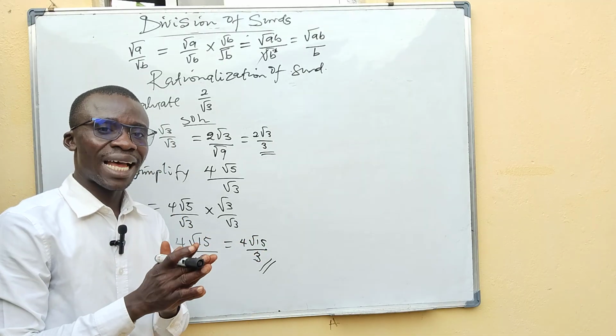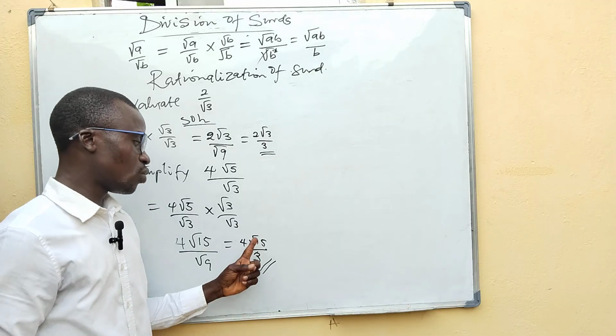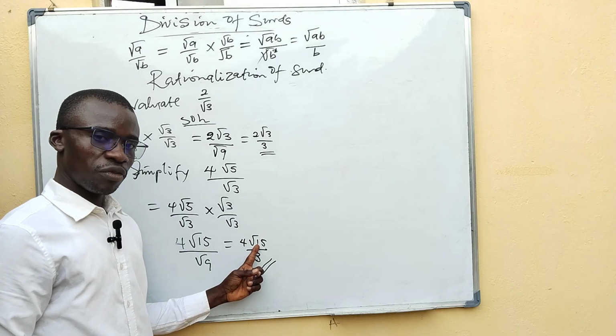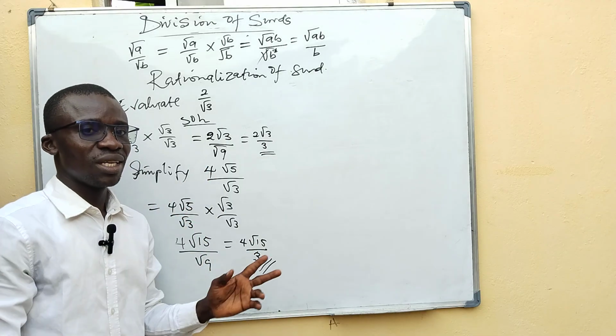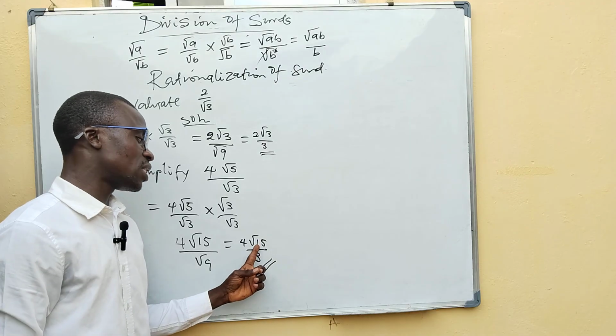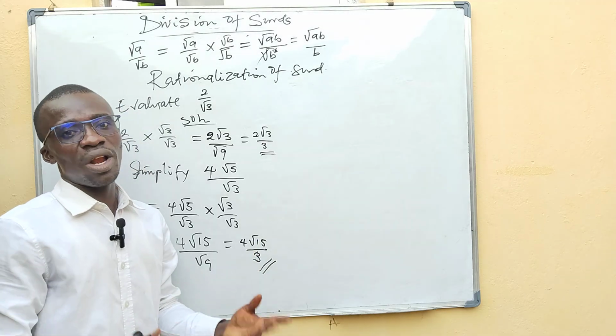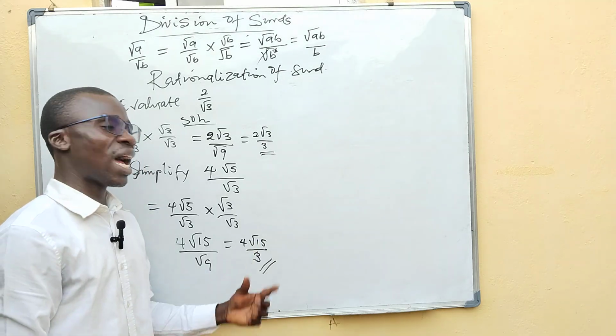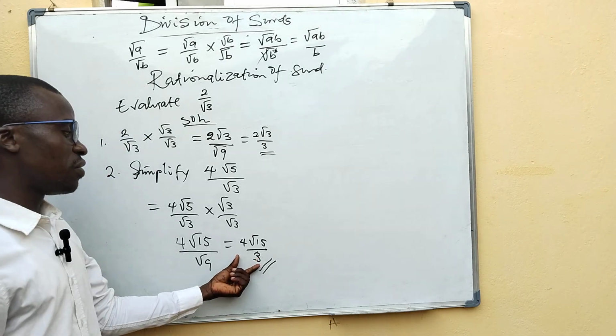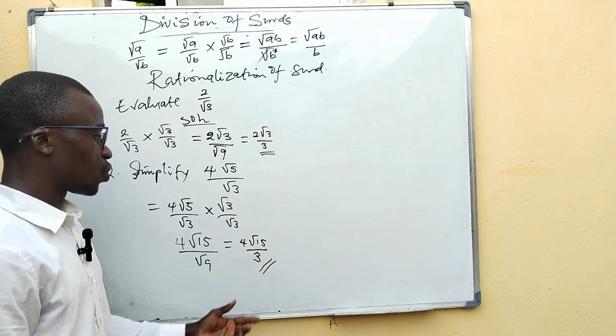Remember, this is root 15. There are no two numbers that, if they multiply themselves together, will give me 15 and one must be a perfect square. There's nothing. In fact, the only products are 3 and 5, and 1 and 15. Nothing else can multiply, and none of them is a perfect square. That's why you leave it this way.